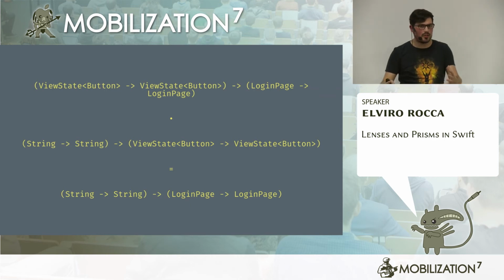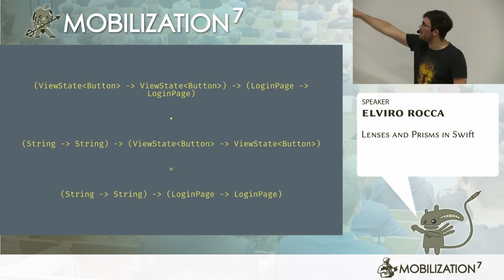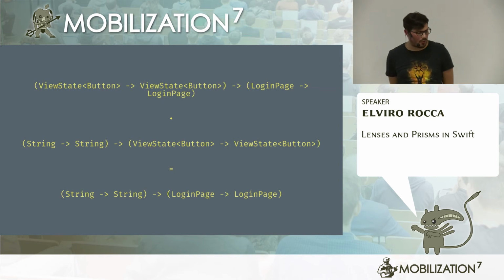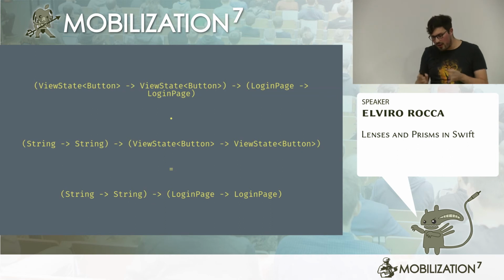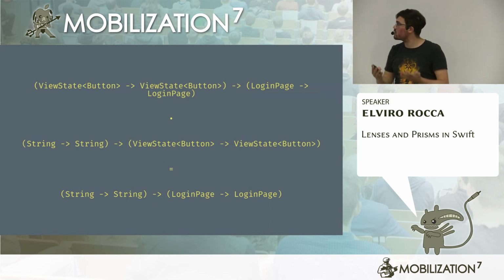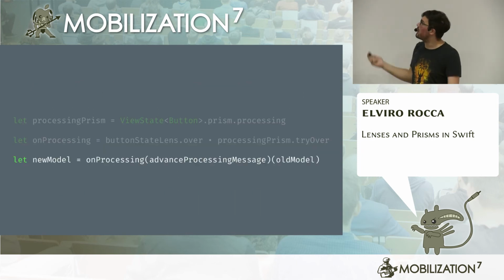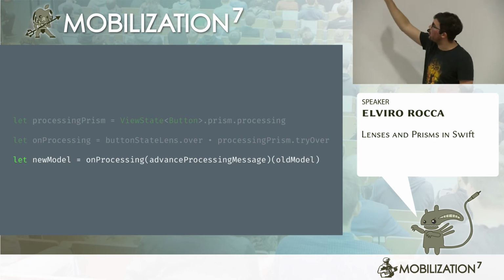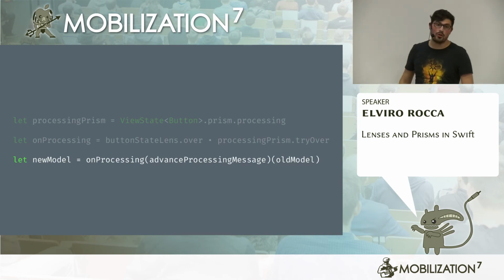things. Basically, what we can do, we can simplify the middle part and end up with a function that takes a transformation of the processing message and returns a transformation of the login page. So basically, what this function does is takes a transformation of a very small part and lifts this transformation into a transformation of the login page. And this is what we're doing here, really. We are applying our on-processing function, the one that we got by composing the two overs, to the advanced processing message, the one that changes the message. And then we applied it to the old model.